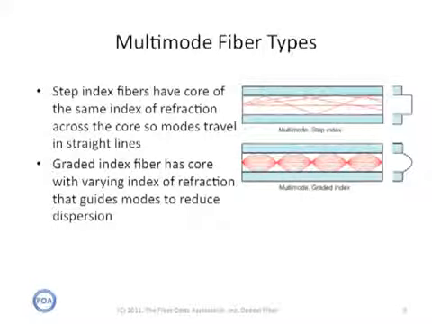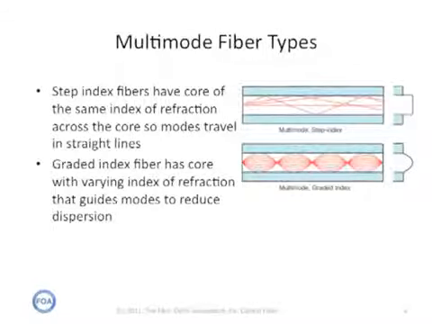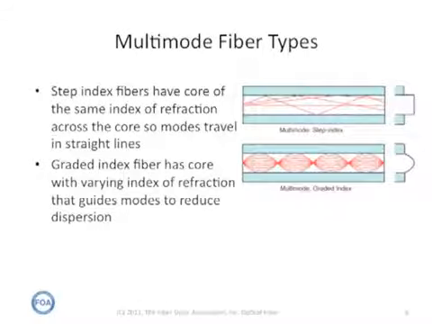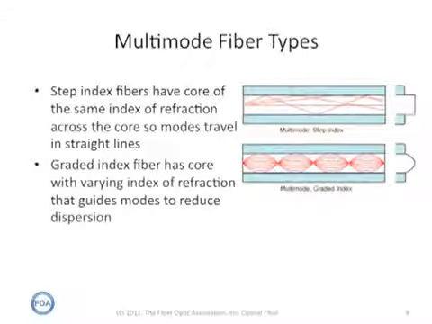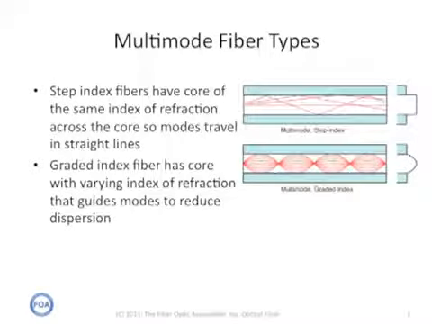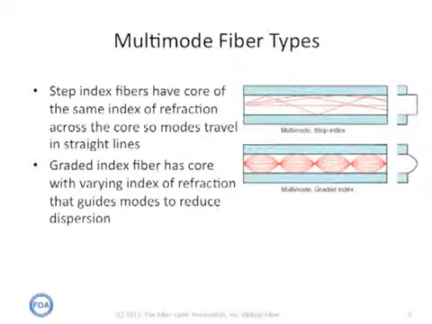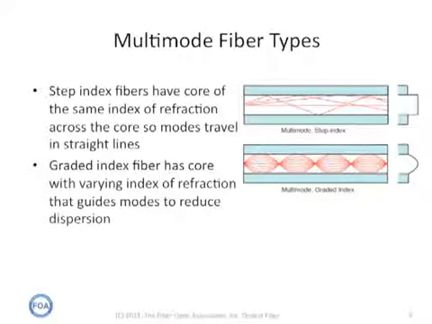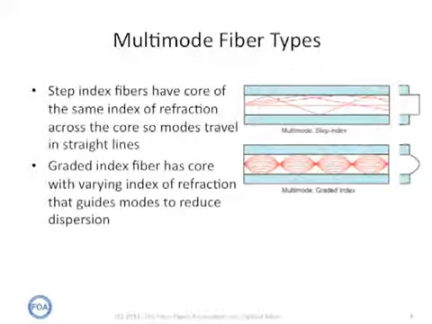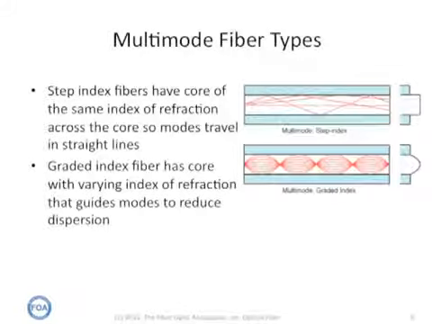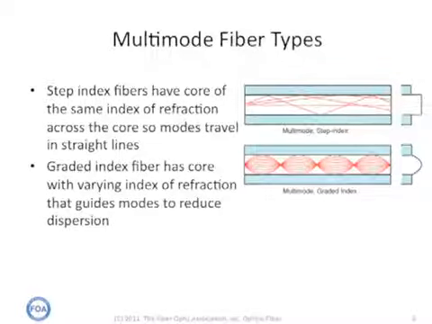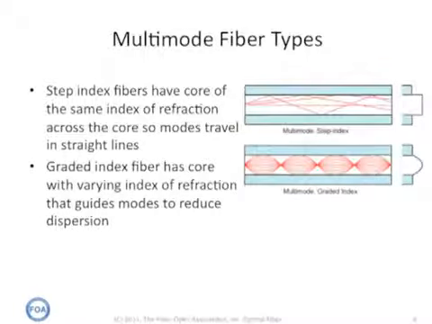Multi-mode fiber comes in two types. Step index has a core that's all the same material, so the light or the modes travel in straight lines, basically bouncing from one side of the core to the other. Graded index fiber has a core with varying index of refraction that guides the modes. The light that's traveling in the outside of the core is in a lower index of refraction material and actually travels faster. So it tries to keep all the modes in synchronization throughout the entire fiber.